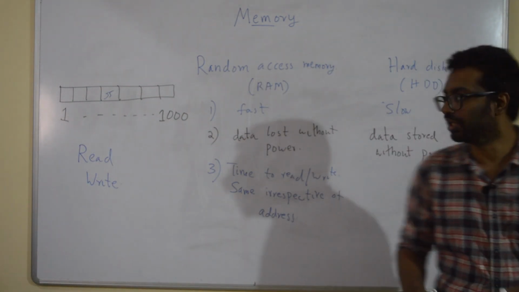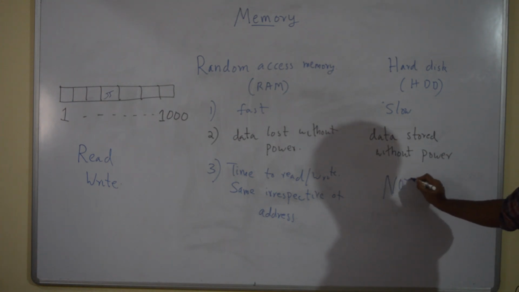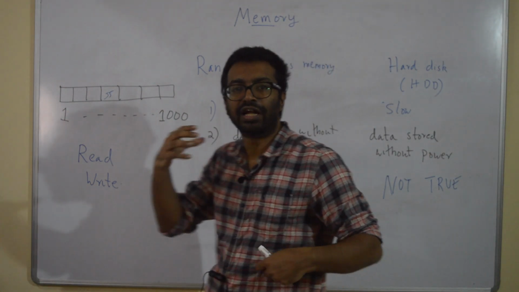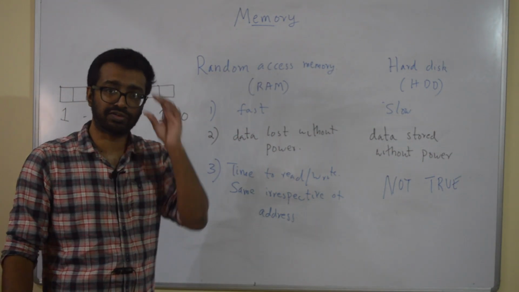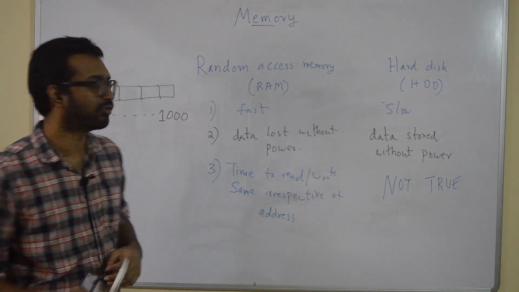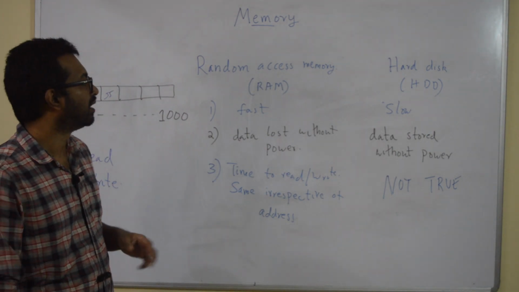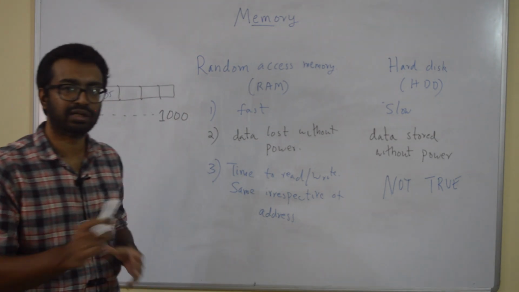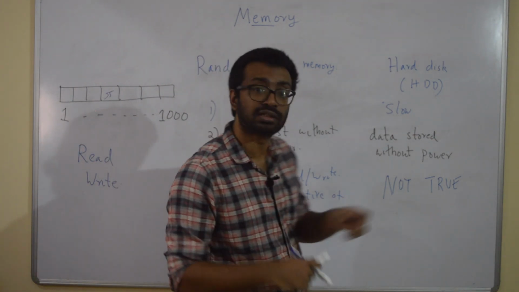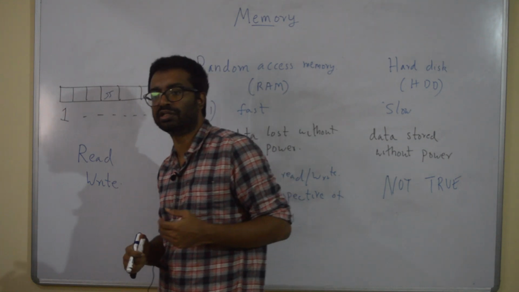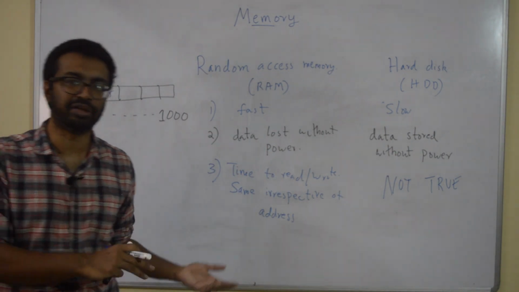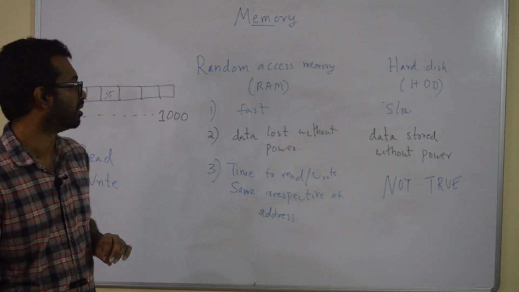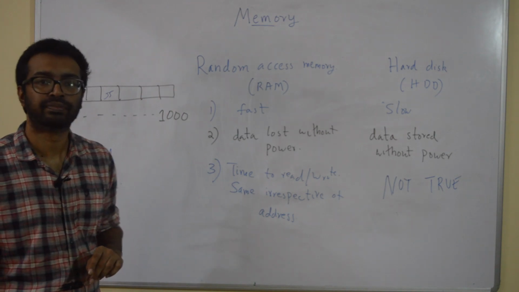So the time to read or write is the same irrespective of the address in a RAM. This is not true for hard disk, because hard disk has some physical components. For example, the drums have to rotate, and because of that, the time depends on which location of the hard disk you are going to access. The time will differ. Sometimes your hard disk takes more time to retrieve some file, and sometimes it might be faster. It all depends on which part of your hard disk is accessed at a particular point.